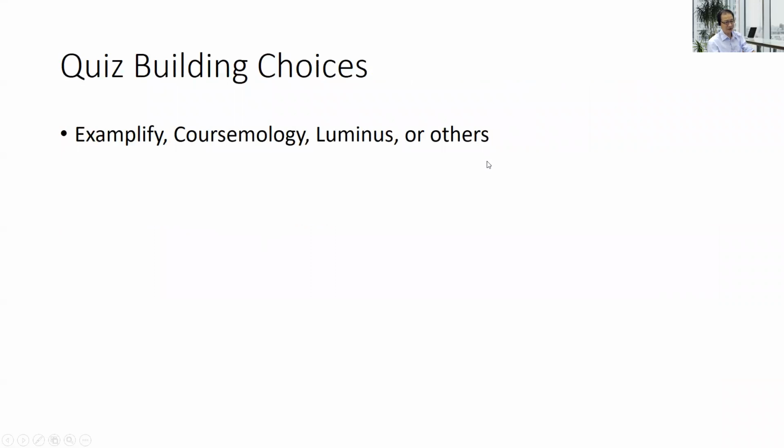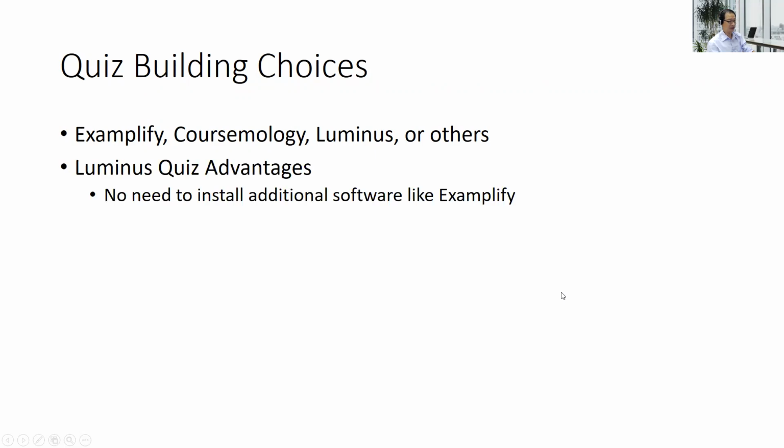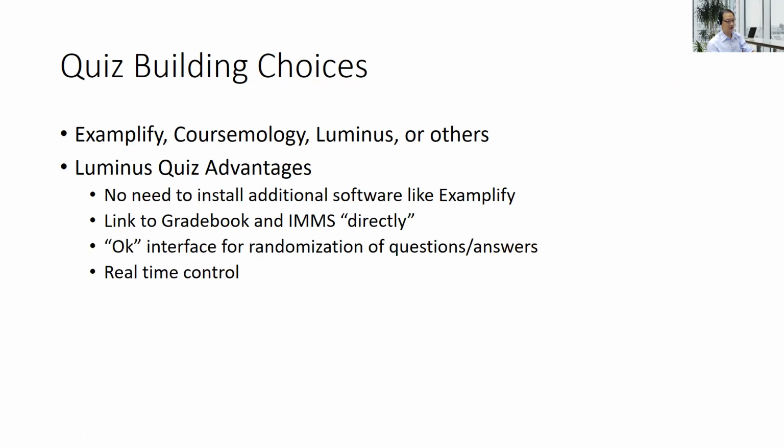Why do we want to use Luminus quiz if there are so many bugs and so on? But I think Luminus is still good in some ways. You don't need to install additional software. More software makes more risk for students to fail. Also, the other good thing is Luminus directly connects to IMS and Gradebook, so you have less error when you transfer the marks. And there are other good tips too. I think I like the real-time control of Luminus quiz.